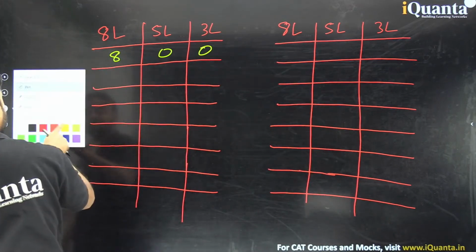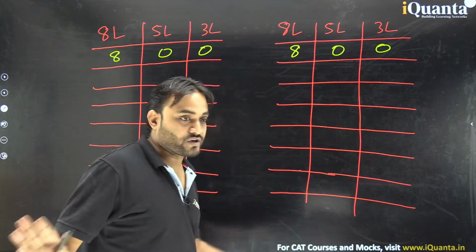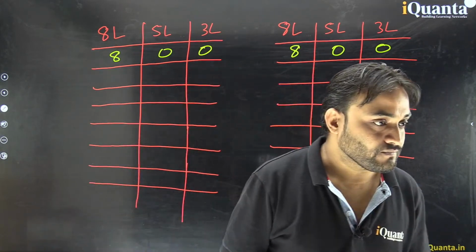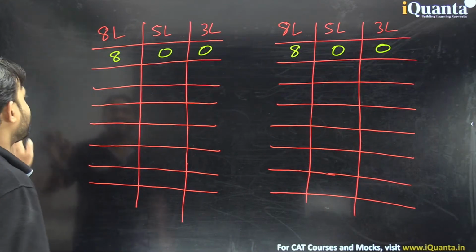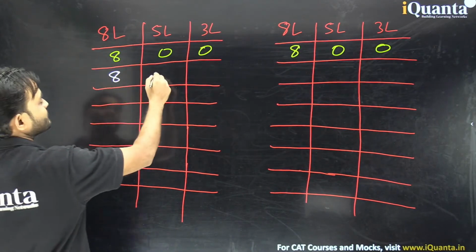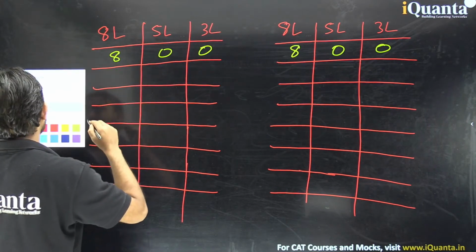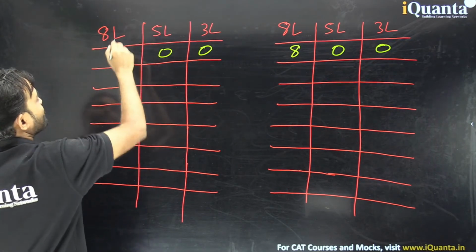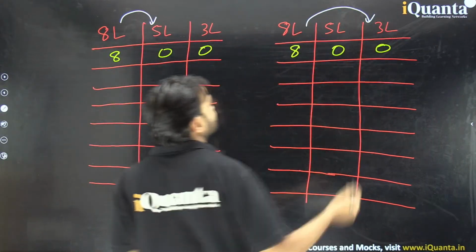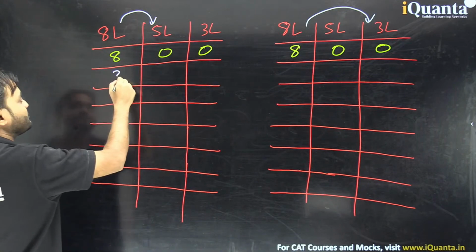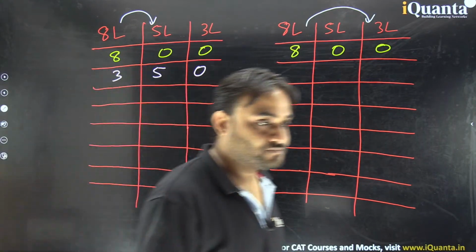So initially it was 8, 0, 0. Now let's say I did this with 8. Next I poured from 8 to 5, okay, 8 to 5, and this one 8 to 3. So this will be 3, 5, 0.